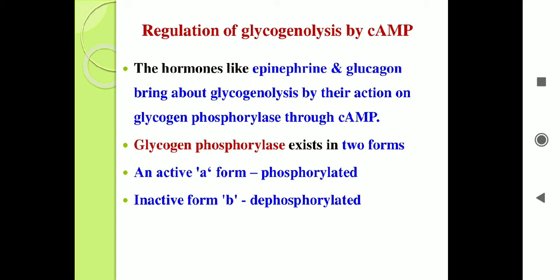So in case of glycogenolysis, you have to know about the enzymes, right? Which enzymes are used for this pathway? Like your glycogen phosphorylase enzyme is very important, right? This glycogen phosphorylase again exists in two forms, active form and inactive form. In active form it is phosphorylated, and in inactive form it is dephosphorylated.